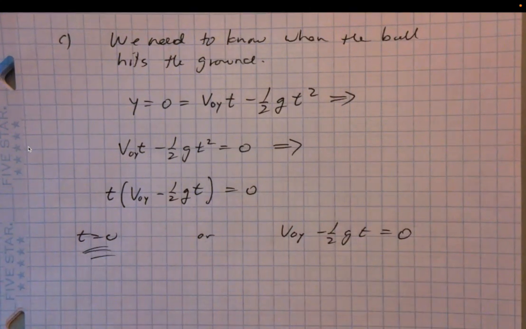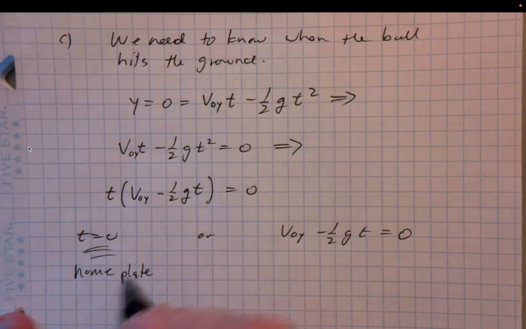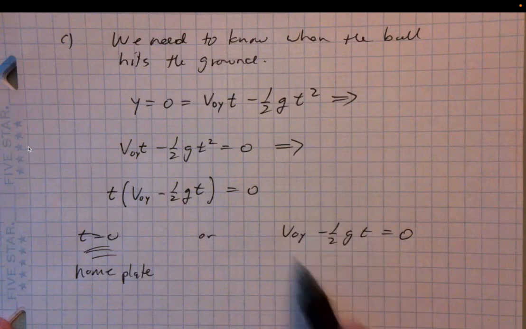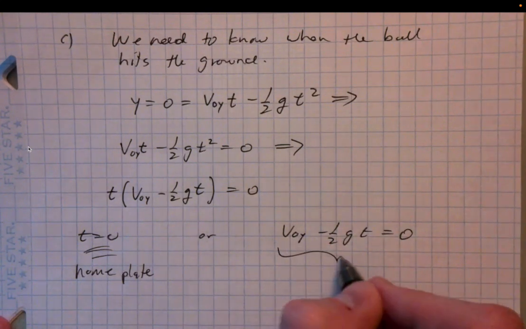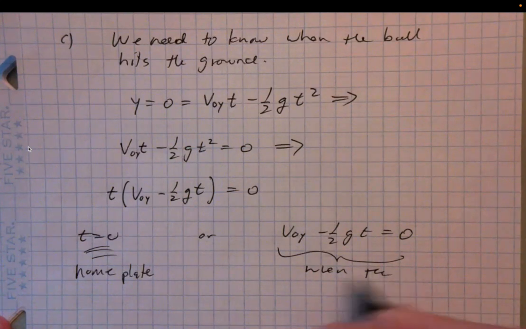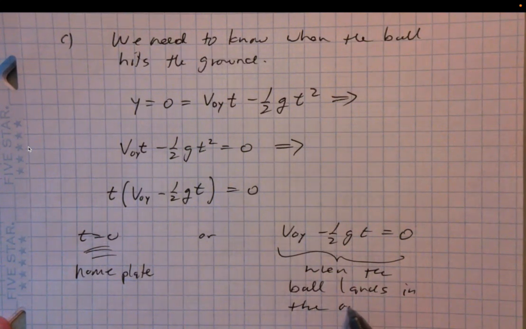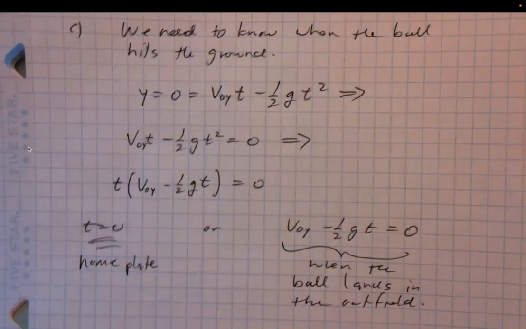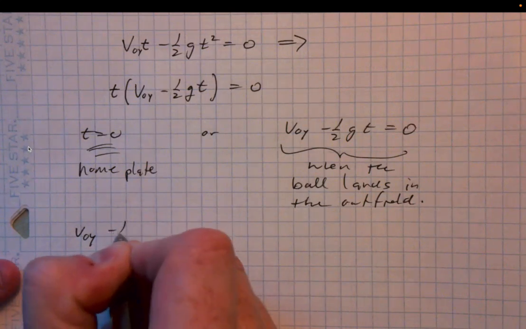So obviously, t equals 0 is when the ball is at home plate. This is the home plate time, when time is equal to 0. We haven't hit the ball yet, or we're just hitting the ball. And over here, this is where the ball is landing in the outfield. So this is the relevant one. This is when the ball lands in the outfield. Okay, so that's the one we want, and we can just solve for t here.